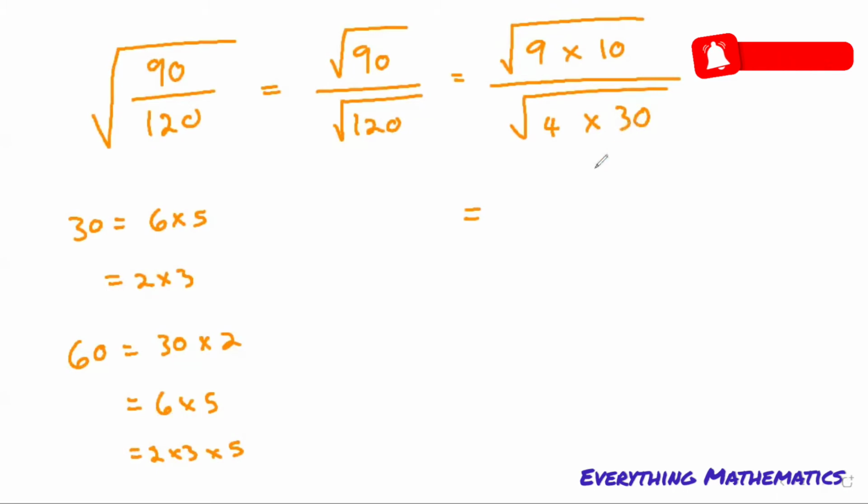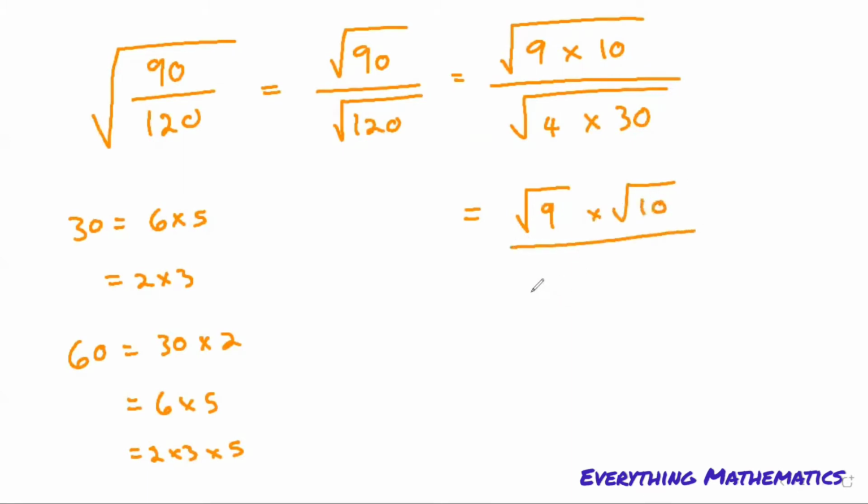Is there a higher number? How come there's no higher number? When you go lower here, you're getting 6, then 2, then 3, then 5. Nah, I don't see it. So it's just that. So of course, this will in turn end up being root 9 multiplied by root 10, and that's all over root 4 multiplied by root 30.